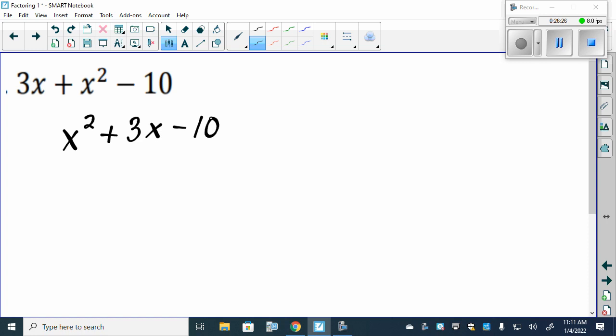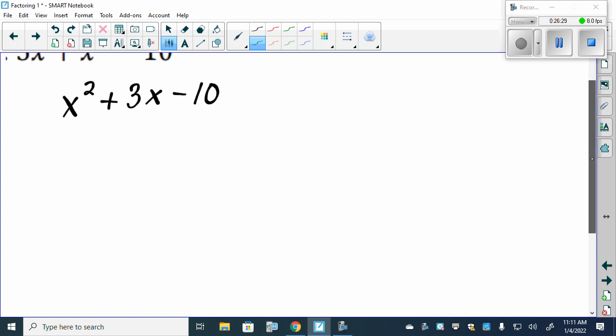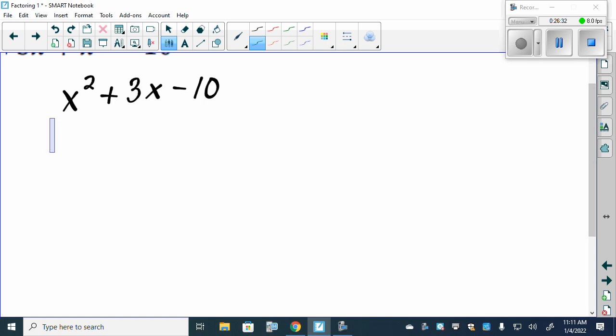And then we can go through the exact same steps that we did before. So we would have two sets of parentheses with 3 spaces. Now we can look at the signs. Well, the third term is negative, so our signs would be opposite. One would be positive and one would be negative.